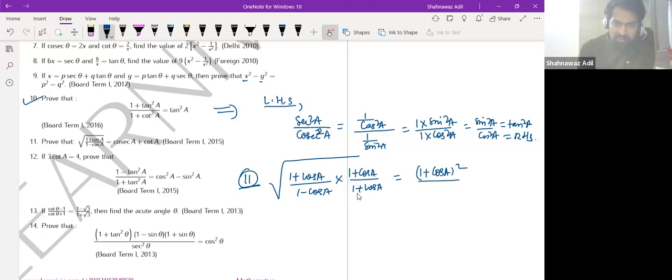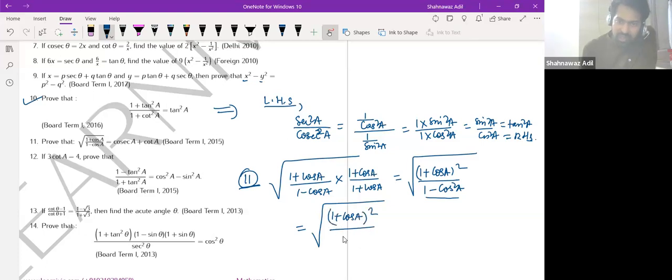This is (a minus b)(a plus b), so this is 1 minus cos squared A. Right? So this part we should not touch because it is a whole square, and it will come out of the root. Now let us look at the denominator. What is the identity that we can use in here? Sine square. So this is sine square.